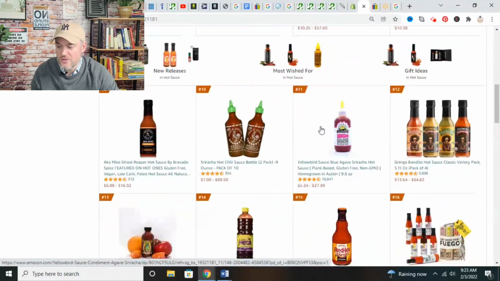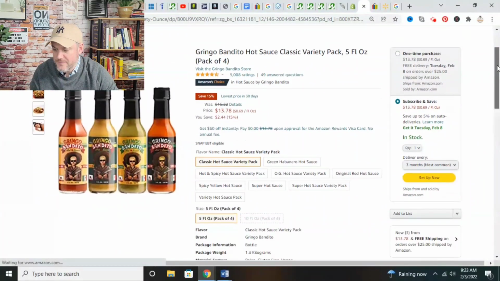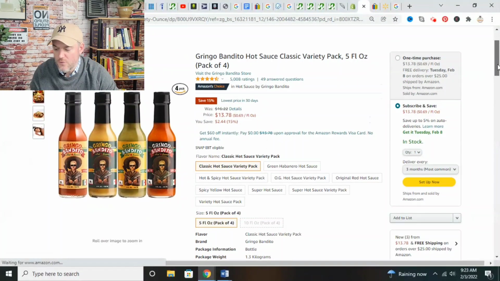But here's what I want to show you. So we have the Ghost Pepper Chili Sauce, and then the Gringo Bandito. Let's use them as an example. Now, we wanted to look at the price points, right? So this is specifically for a 4-pack.